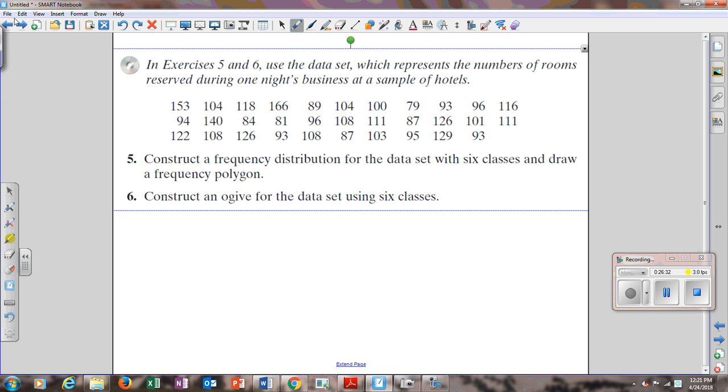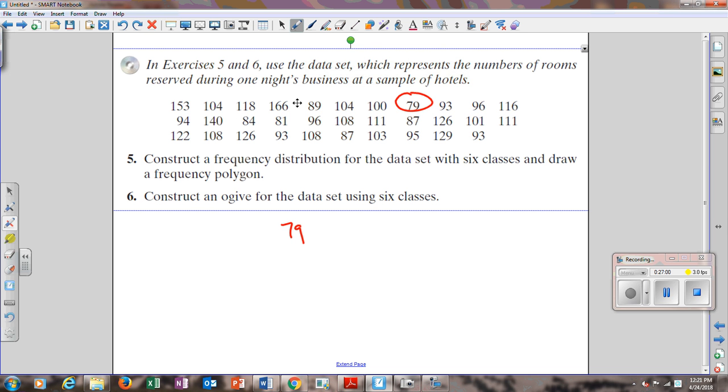Alright, which brings us to our last problem. It says construct frequency distribution for the data set with 6 classes and draw a frequency polygon. So to start with this one, let's find the lowest number. 81's the lowest I see so far. I have a 79. 79's the lowest number.